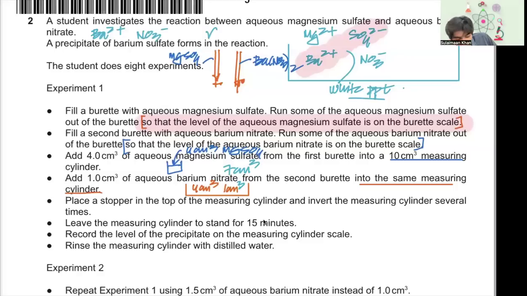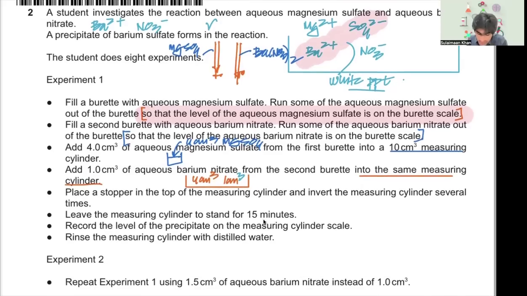What's the problem with adding 7 cm cube instead of 1 cm cube? Yes, the total capacity will overflow. See, that's what I want to ignite. Logical thinking. Because when we read the question, it was a 10 cm cube measuring cylinder. So the measuring cylinder can only hold 10 cm cube. You can't add 7 because it'll be 11 cm cube. It'll overflow. The maximum amount it can hold is what? It's 10 cm cube. Yeah. So these things are pretty logical.